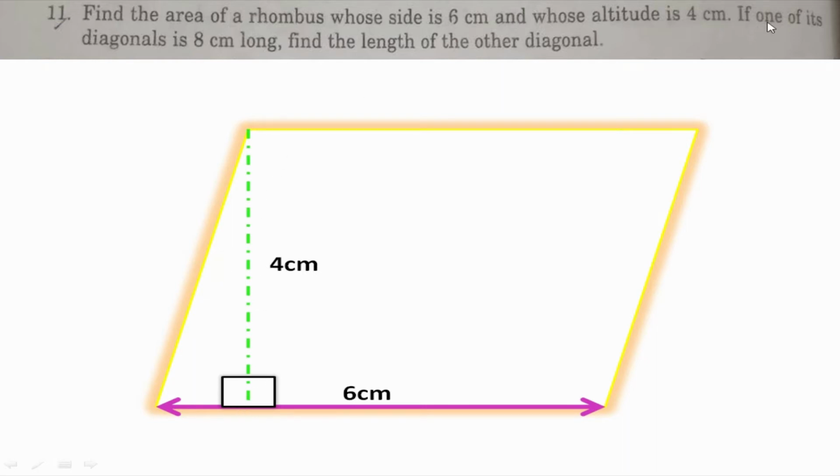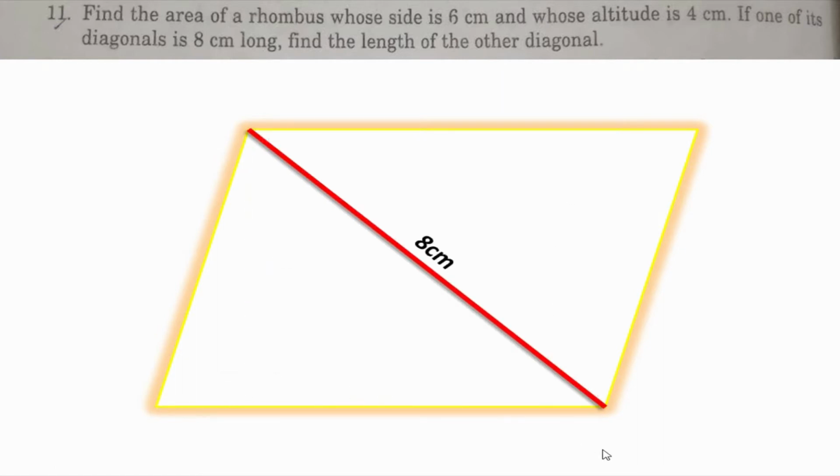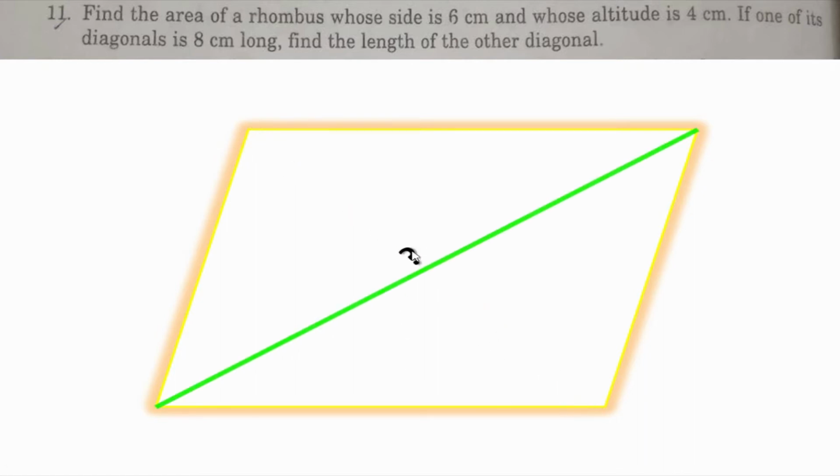Another thing the question has asked is, if one of its diagonals is 8 centimeter long, find the length of the other diagonal. Let's say this red line is one of its diagonals, whose length is given as 8 centimeter, and we have to find the length of the other diagonal. That means we have to know the value of this question mark. So let us see how we will find the length of this other diagonal.